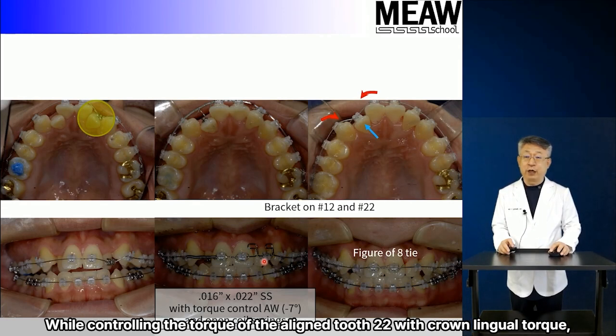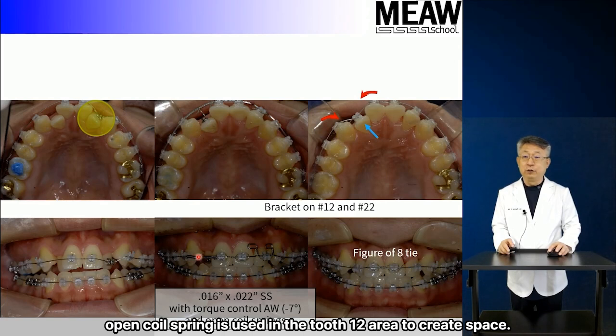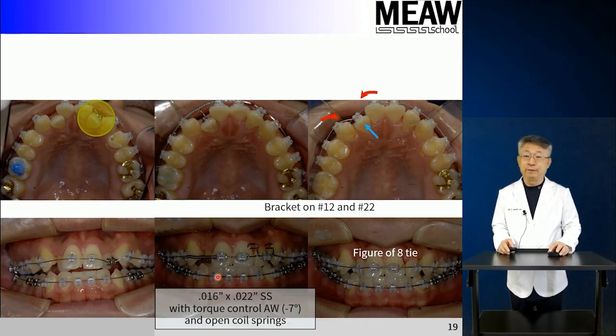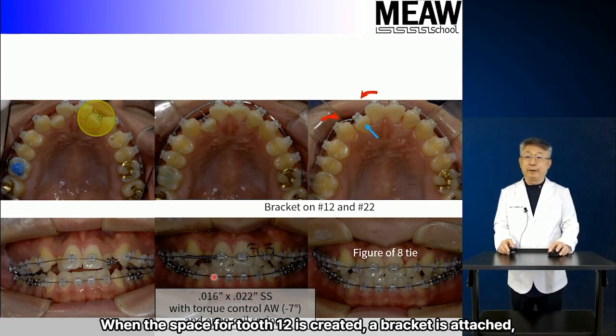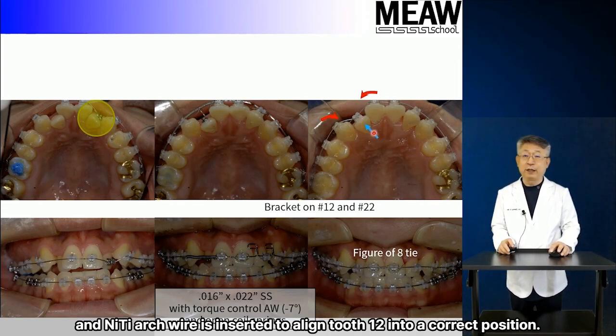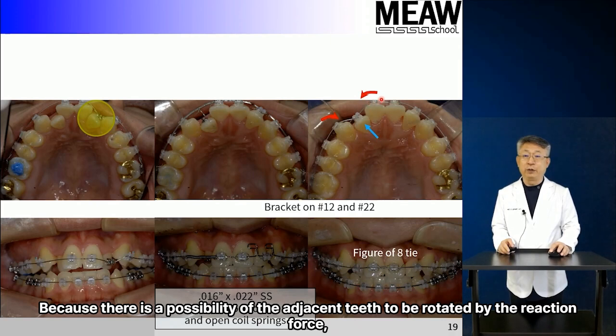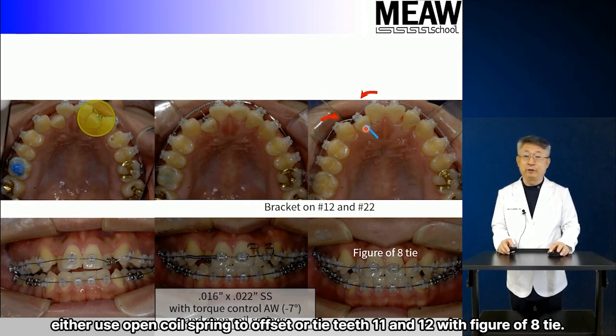While controlling the torque of the aligned tooth 22 with crown lingual torque, open coil spring is used in the tooth 12 area to create space. When the space for tooth 12 is created, a bracket is attached. And a NiTi arch wire is inserted to align tooth 12 into the correct position. Because there is a possibility of the adjacent teeth being rotated by the reaction force, either use open coil spring to offset or tie teeth 11 and 12 with a figure of 8 tie.